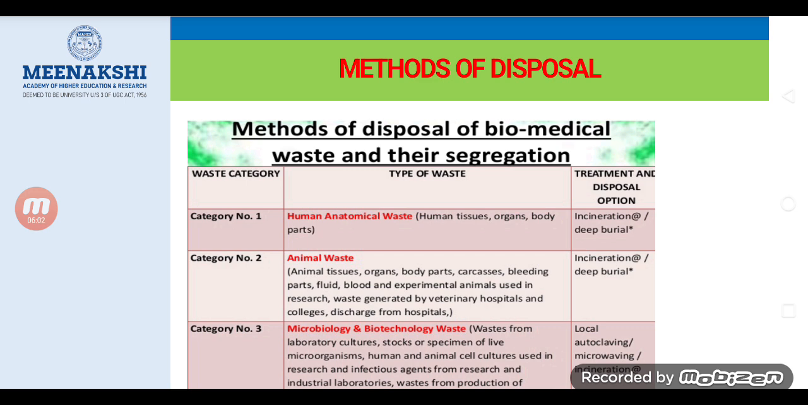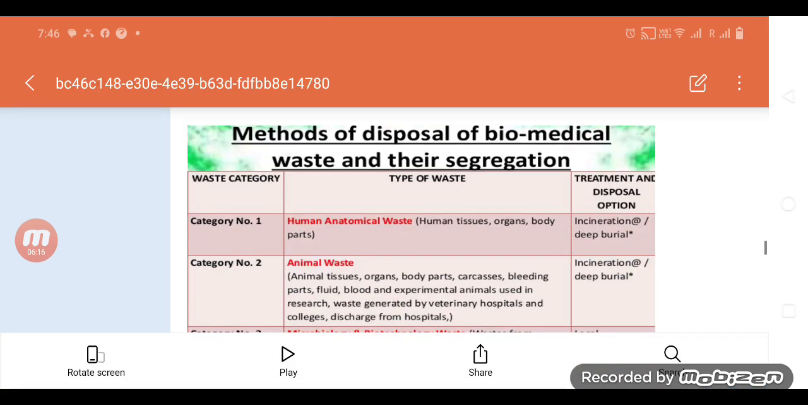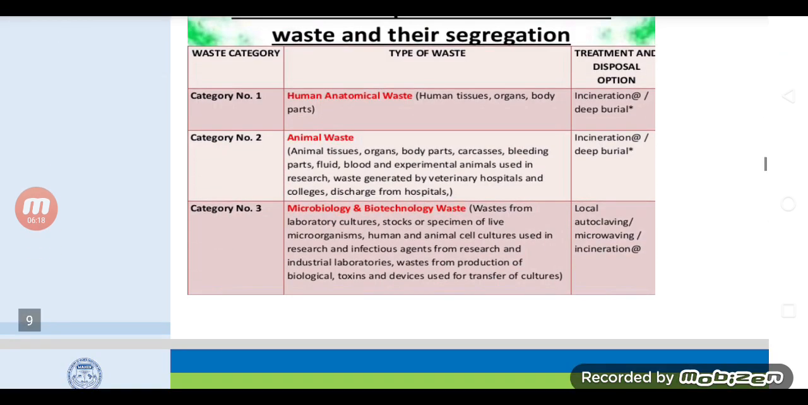Category number two, which is animal waste. Animal tissues, organs, body parts, bleeding parts, fluid, blood, and experimental animals used in research, waste generated by veterinary hospitals and colleges, discharge from hospital, all will be animal waste, which will be disposed by incineration and deep burial.